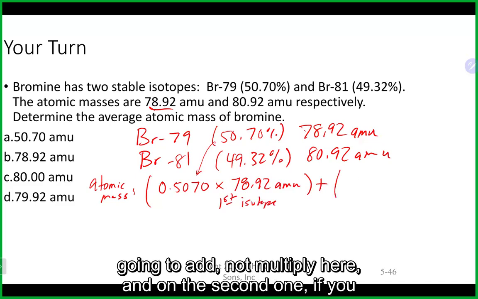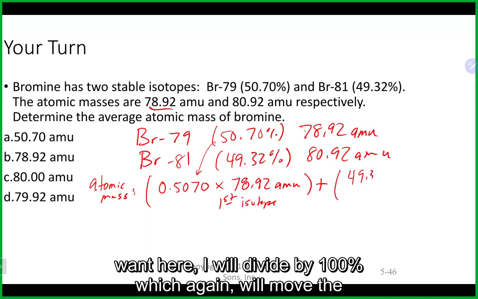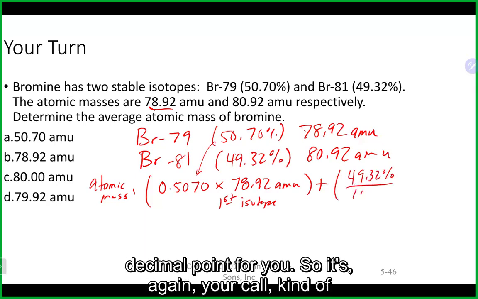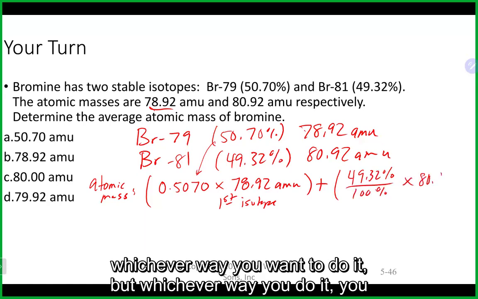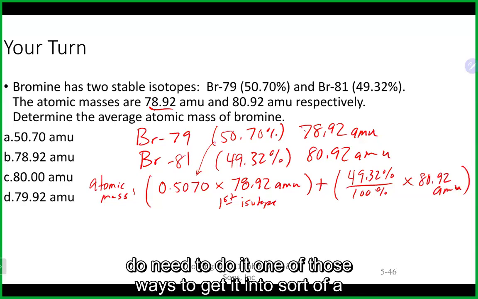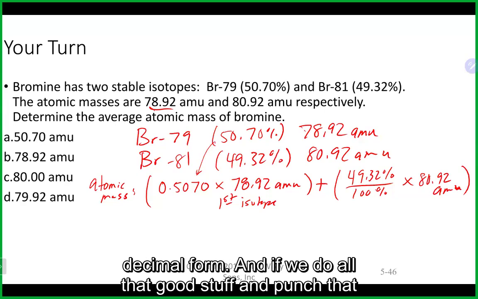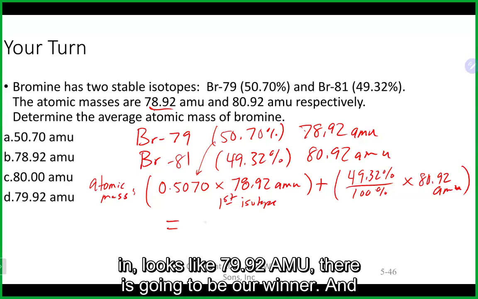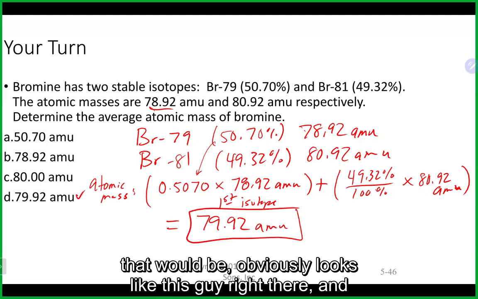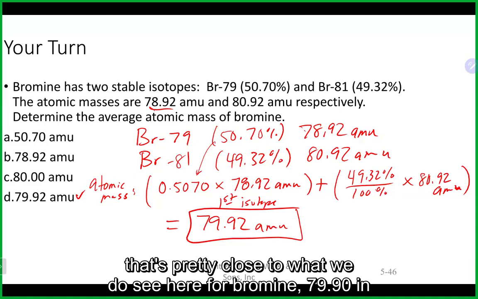And on the second one, I will divide by 100%, which again will move the decimal point for you. So it's your call, whichever way you want to do it. But whichever way you do it, you do need to get it into decimal form. If we do all that and punch that in, it looks like 79.92 AMU is going to be our winner. That's pretty close to what we see here for bromine, 79.90 in this particular case.